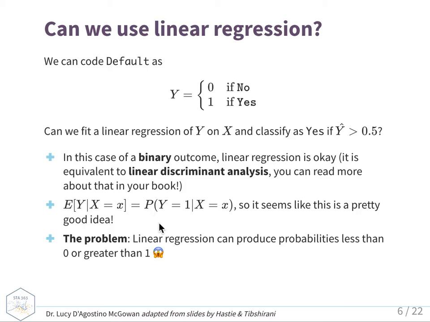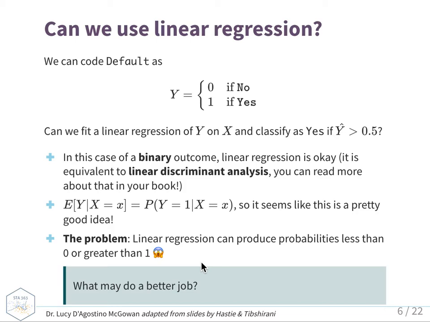But the problem is that linear regression can produce probabilities less than 0 or greater than 1, which obviously don't make sense. Because when you're fitting a linear regression model, it's just going to fit a straight line through your data. It doesn't know that you're trying to estimate probabilities. And so you can end up in a parameter space that doesn't actually make sense in the context of the problem. So what could do a better job? Well, probably by the title of this lecture, you know that we're getting at logistic regression, and that is going to be the better solution here.